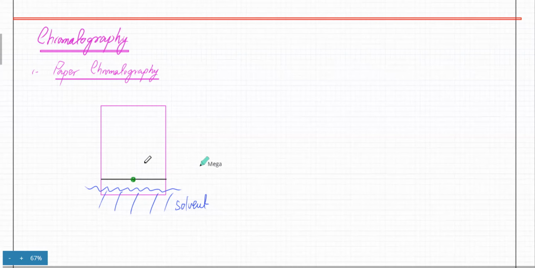Okay, so you're going to place a dye. Remember, chromatography is not limited to dyes. It's not always dyes that are separated. Anything could be separated as long as it fits the criteria. Okay, how does paper chromatography function?